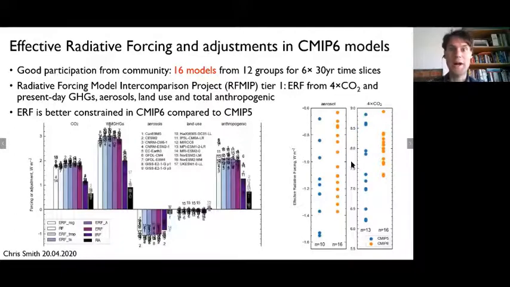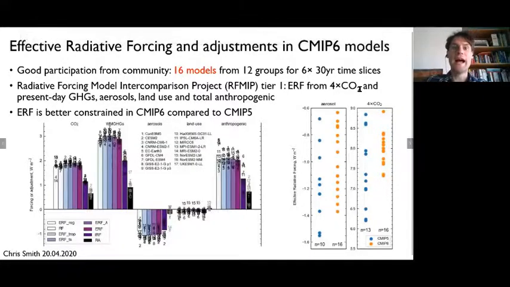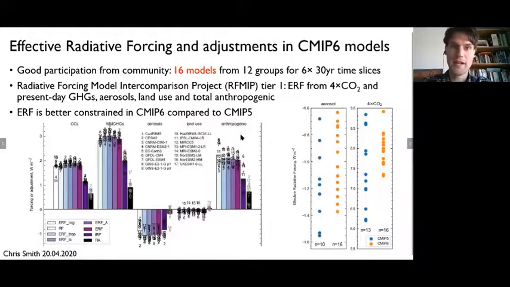I'm going to introduce the effective radiative forcing from CMIP6 models. This is part of the radiative forcing MIP, so it's one of the 21 endorsed MIPs for CMIP6. And we've had some very good participation from modelling groups: 16 models from 12 modelling groups so far.